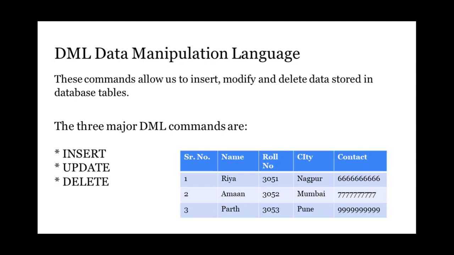There are three major DML commands here: insert, update and delete. Unlike most DDL commands, DML changes are part of a transaction and can be confirmed using commit or undone using rollback before committing.